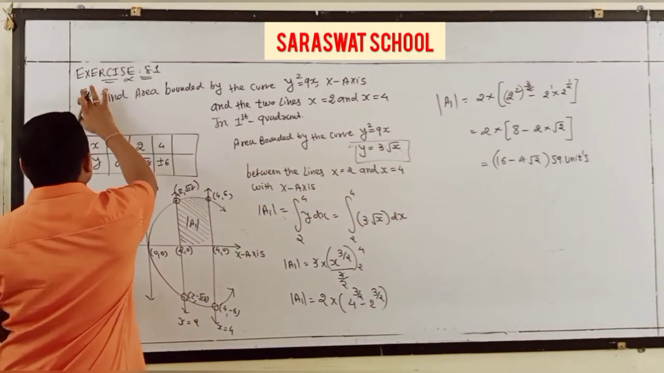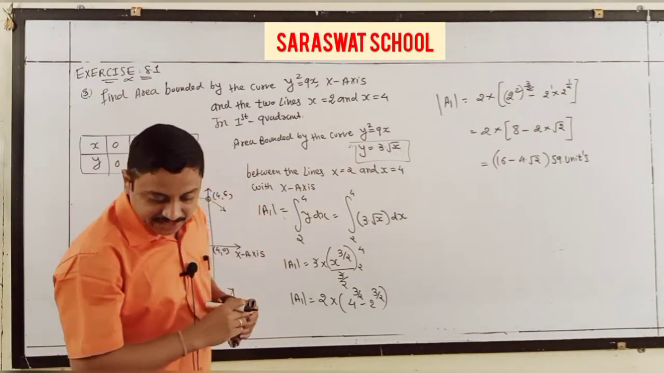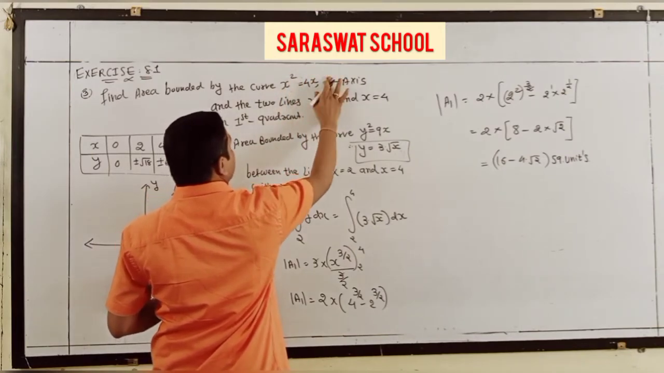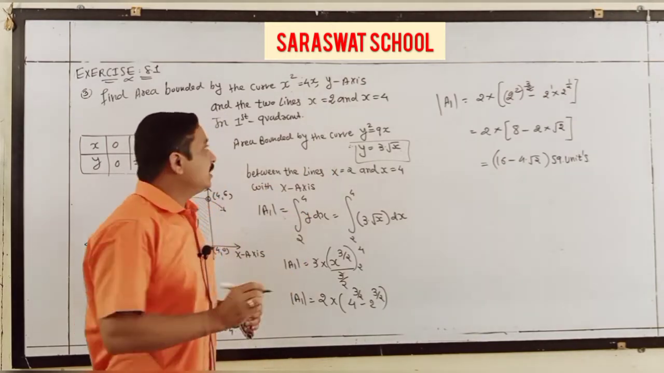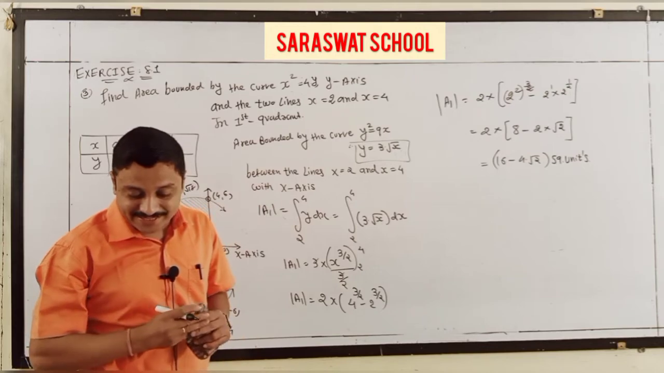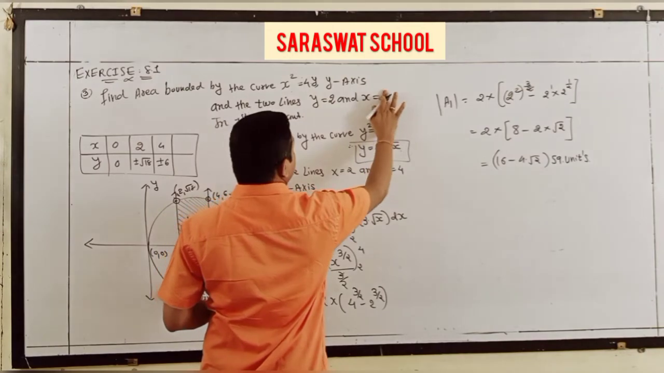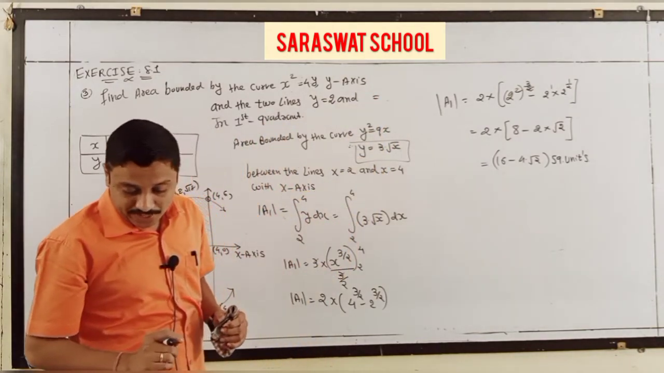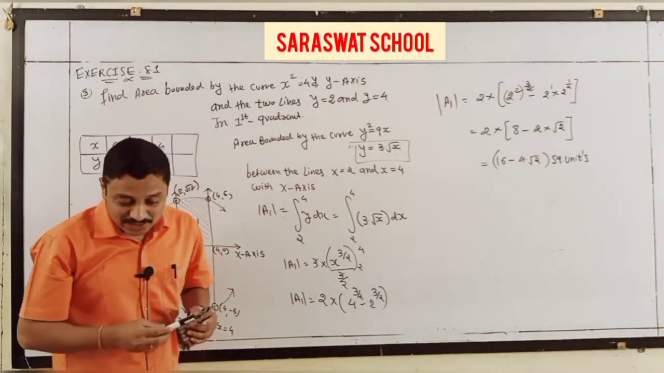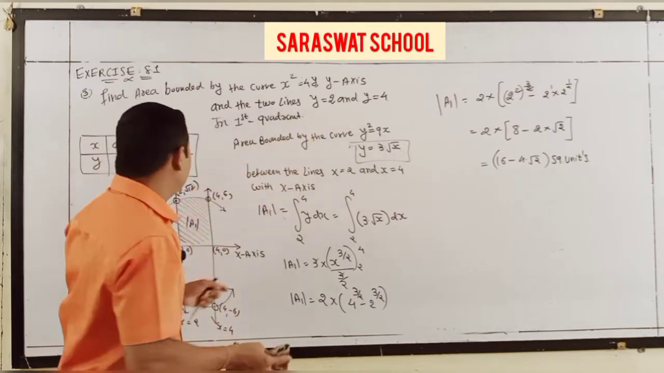Now continue, students. Question number 3. Find the area bounded between the curves x square is equal to 4y with the y-axis. X square is equal to 4y, y-axis, and the lines given, y is equal to 2 and y is equal to 4. Also it is asking in the first quadrant.